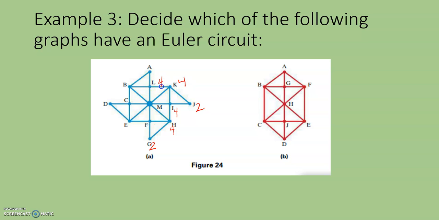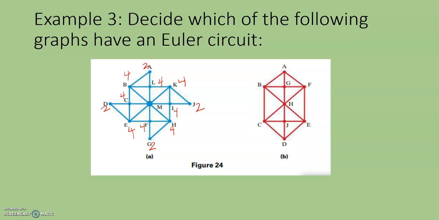K is 4. L is 4. A, degree 2. B, degree 4. C, degree 4. D, degree 2. E, degree 4. And F, degree 4. All of those vertices have an even degree, so yes, there is an Euler circuit.